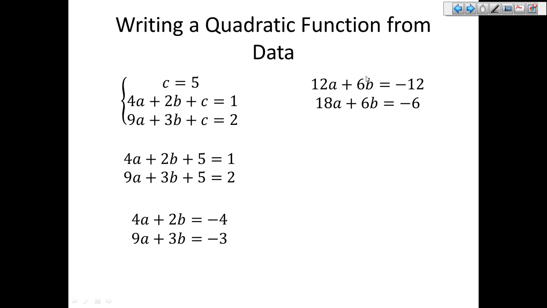Now that these match, I subtract. Solving for my a value, I get a equals 1. I'm almost done. All I need to do is find my b value. Turns out that my b is equal to negative 4. I already knew what my c value is, but now I'm going to put it all together. Remember, a, b, and c are part of a quadratic function. So a is 1, b is negative 4, c is 5. Here's my quadratic function.